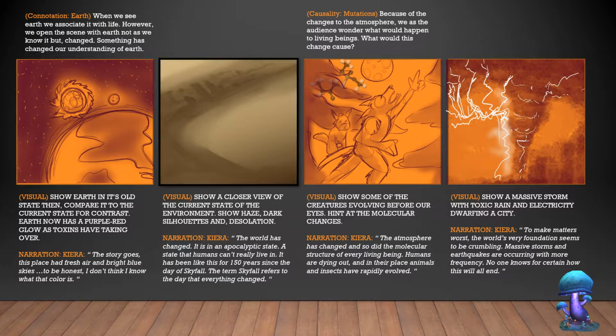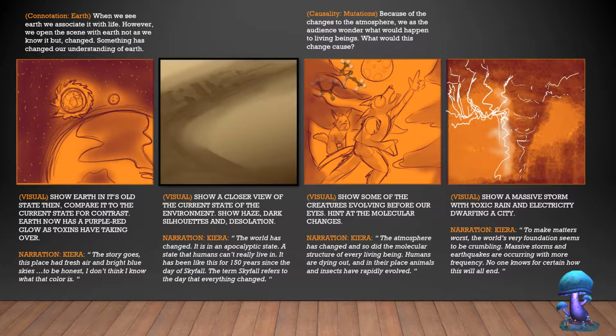In the next scene, we set the visual. Show some of the creatures evolving before our eyes. Hint at the molecular changes. The atmosphere has changed, and so did every molecular structure of every living being. Humans are dying out, and in their place, animals and insects have rapidly evolved. Here we have an example of causality with mutations. Because of the changes in the atmosphere, we as the audience wonder what would happen to living beings. What would this change cause?